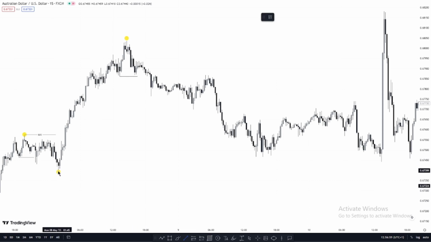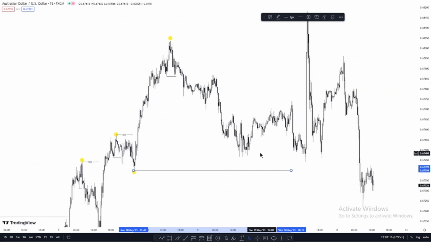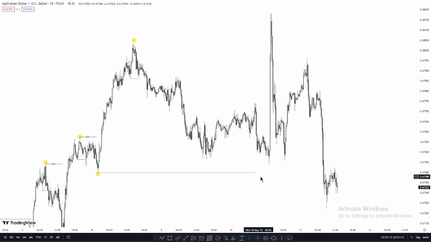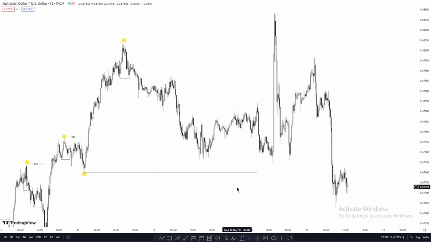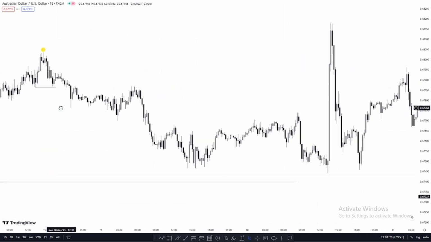Okay. Until price takes this out, we are still bullish. If price takes this out, then we go bearish, change of character. As you can see, price rotated back down here. And when it came back down, look at what happened here. Price printed this low and then went higher.